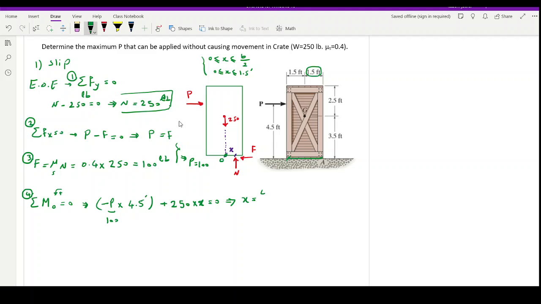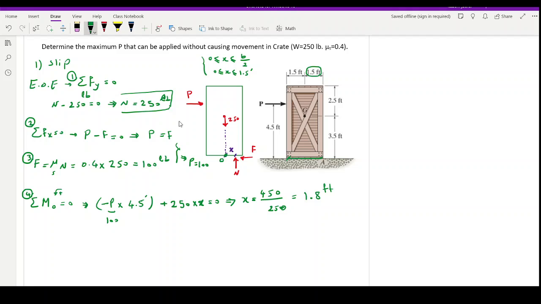It's going to be 450 divided by 250. Don't forget, it's positive, because when it goes to the other side of the equal sign, it becomes positive. And that's equal to 1.8 feet.